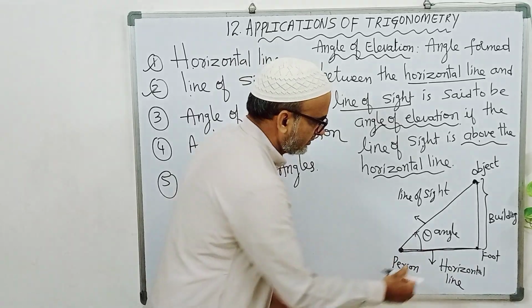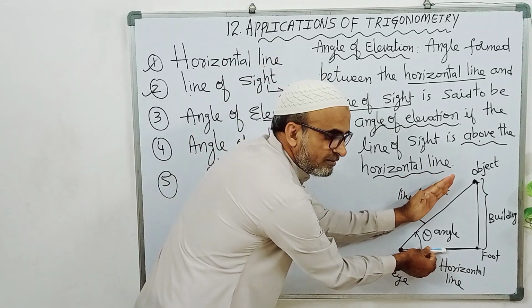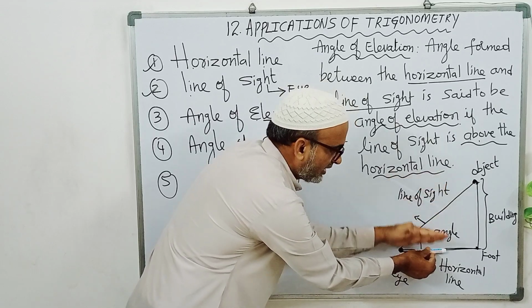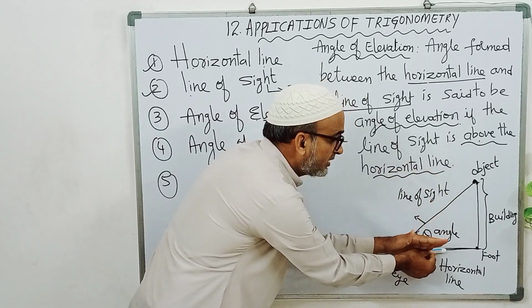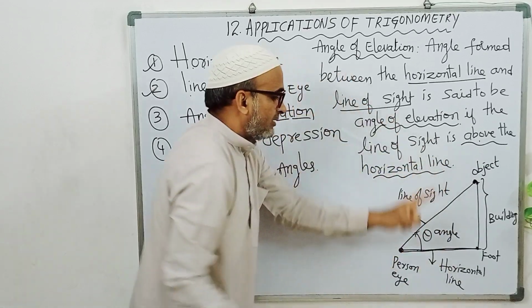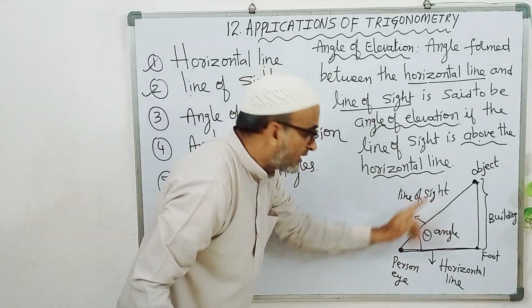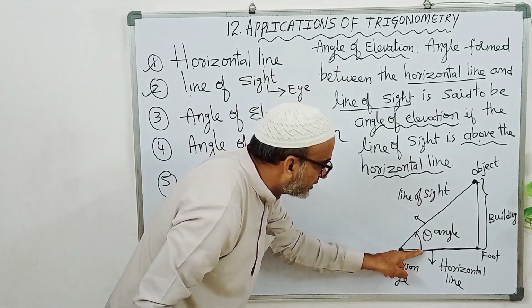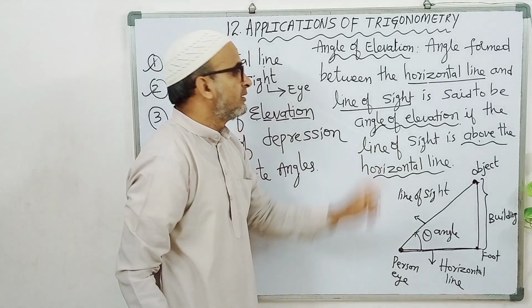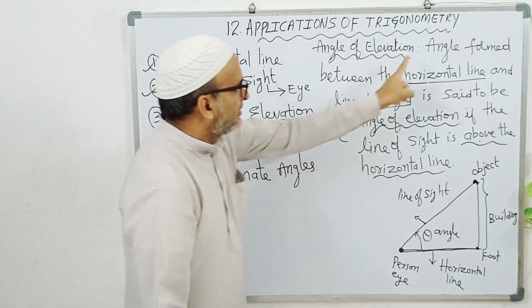Now see here, this is my horizontal line. This is the line of sight. The horizontal line is down, and the line of sight is above the horizontal line, like this. If the line of sight is above the horizontal line, then the angle formed between this horizontal line and this line of sight is called the angle of elevation. Simple, that much only.